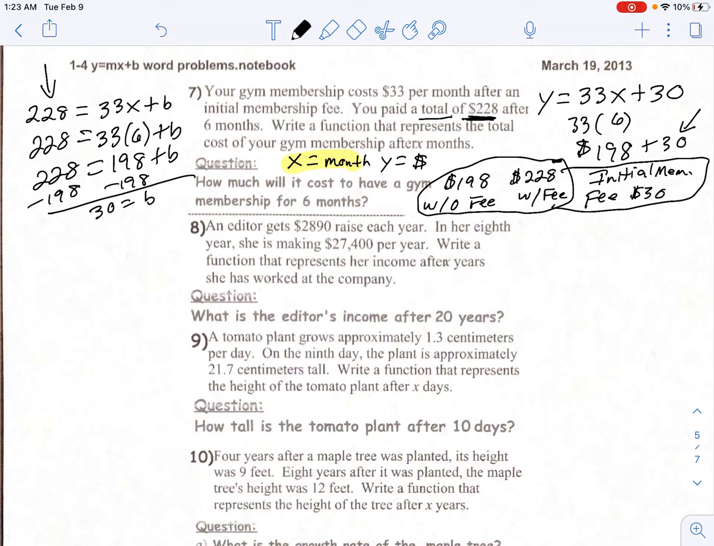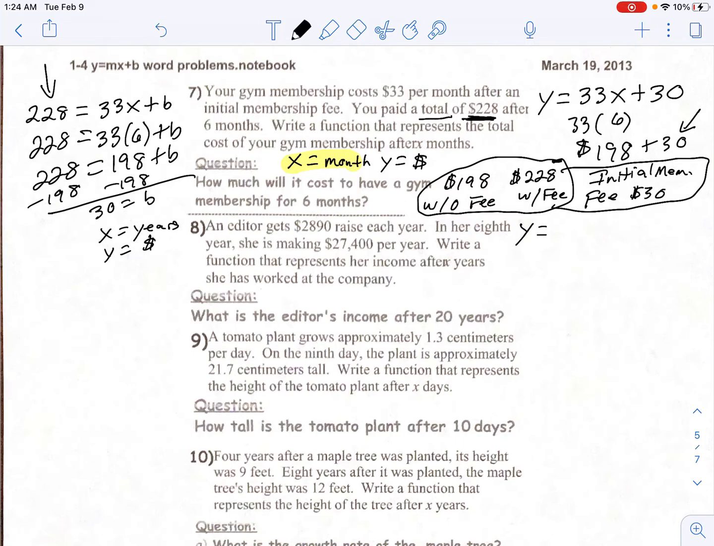Number 8, it says an editor collects a $2,890 raise each year. In her 8th year, she is making $27,400 per year. Write a function that represents her income after X years. It actually tells you that the X label is in years, so obviously the Y is going to be in dollars. Now, writing the equation, do not get fooled.